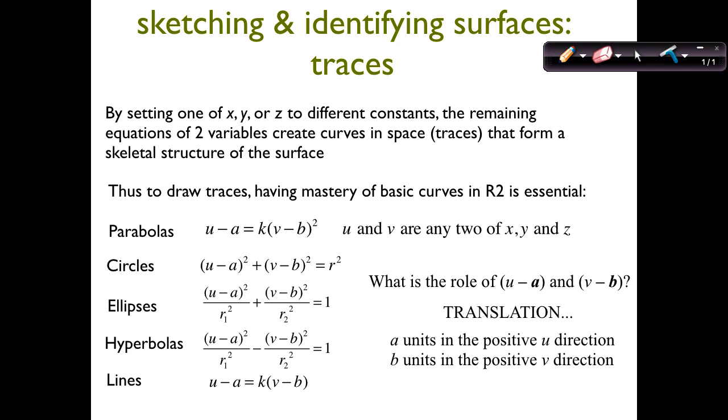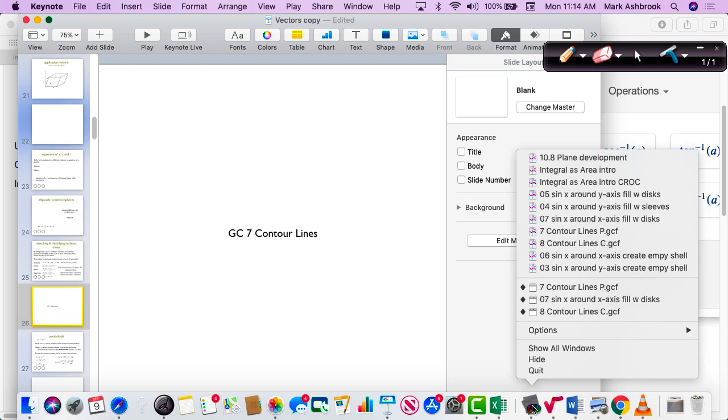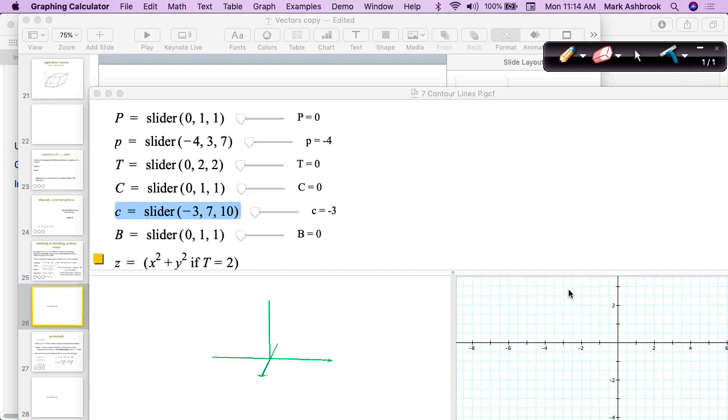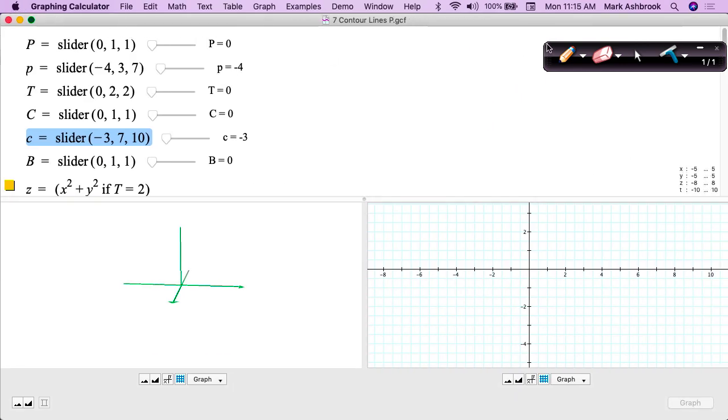Okay, so does it make sense? Okay, so let's look at something unfamiliar. We can build a contour, build the trace lines, right? So we can build the trace lines, also sometimes called contour lines.